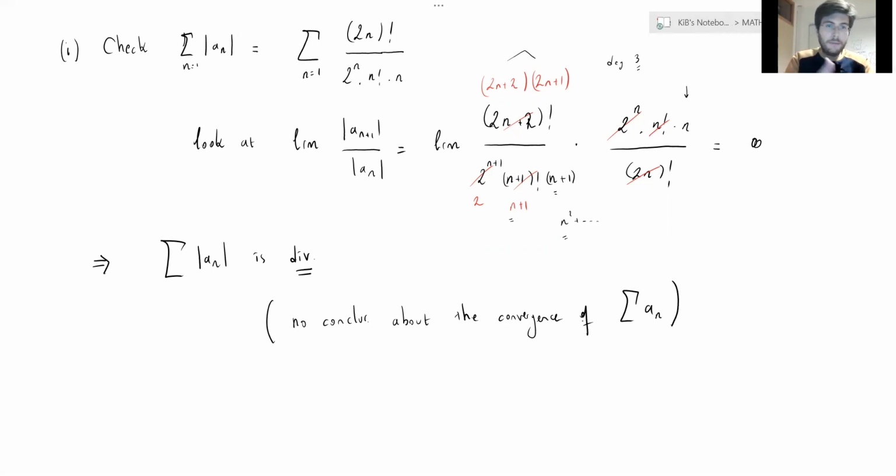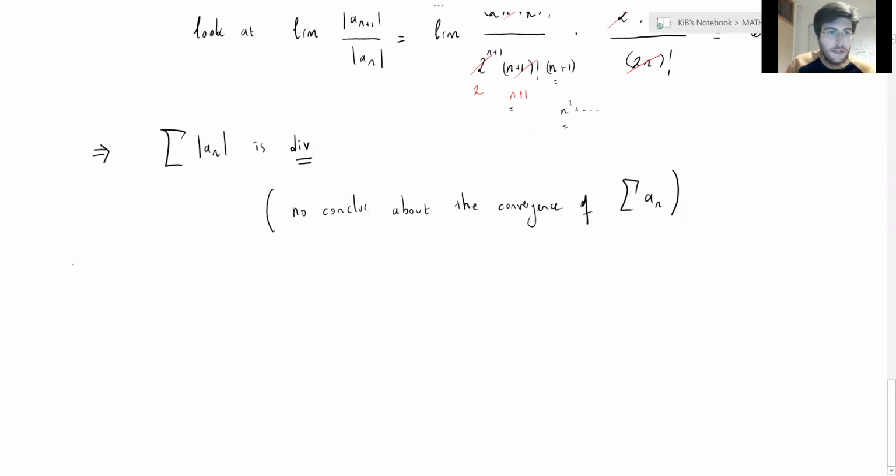If the absolute valued version of this series was convergent, then we can automatically conclude that, as we did in part B, this thing is absolutely convergent, so it is convergent. But here we end up with something divergent, so we cannot say anything about the convergence of the original series. Okay, so this is the idea. And so, therefore, we need to use something else, but still we have a problem.